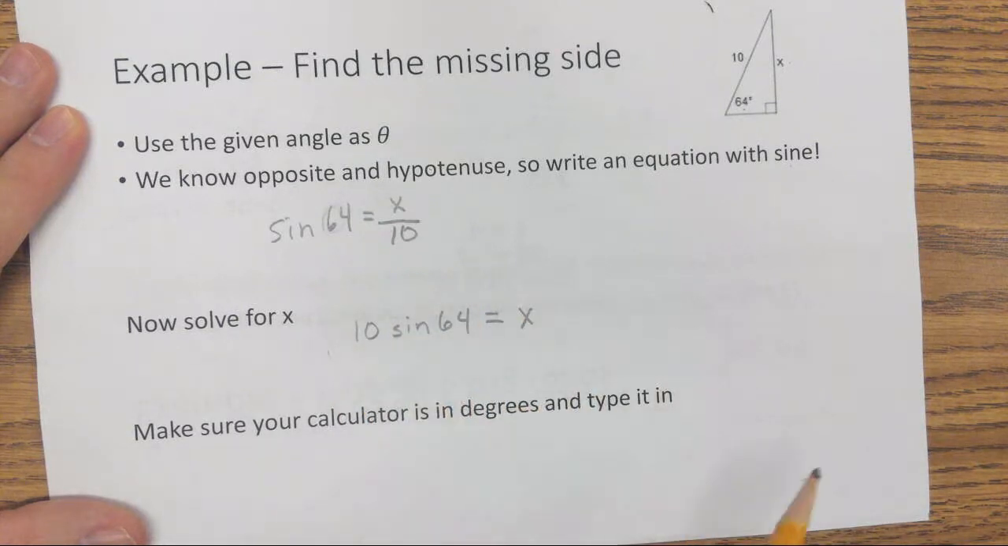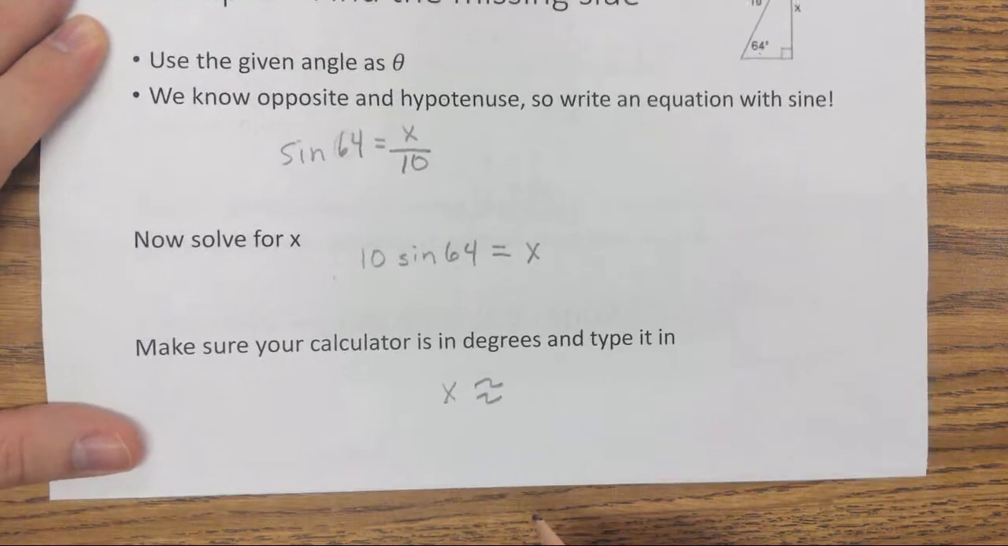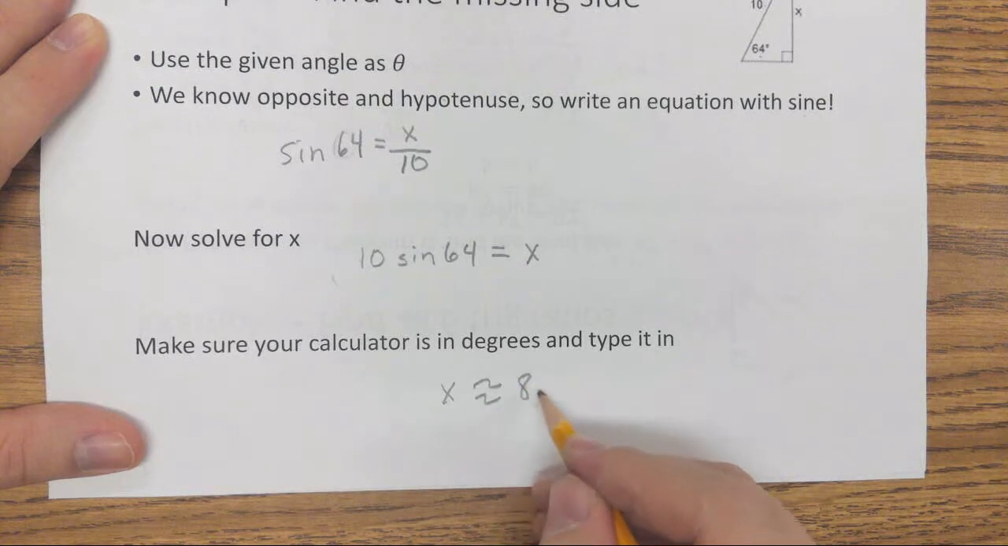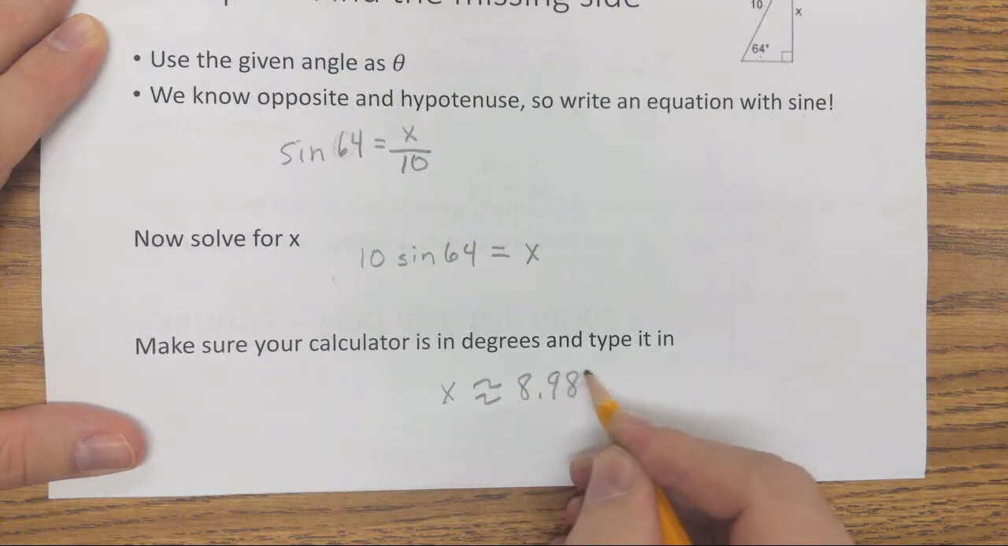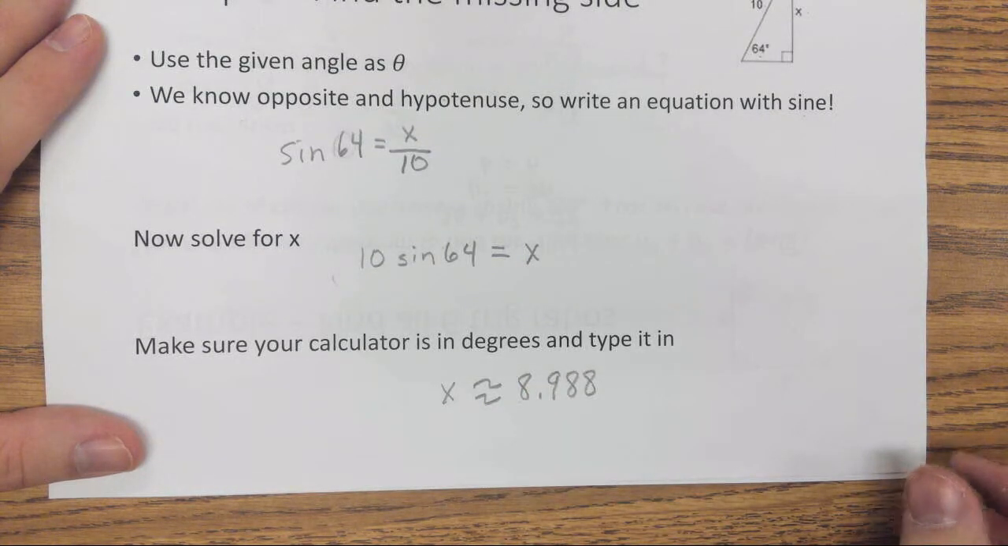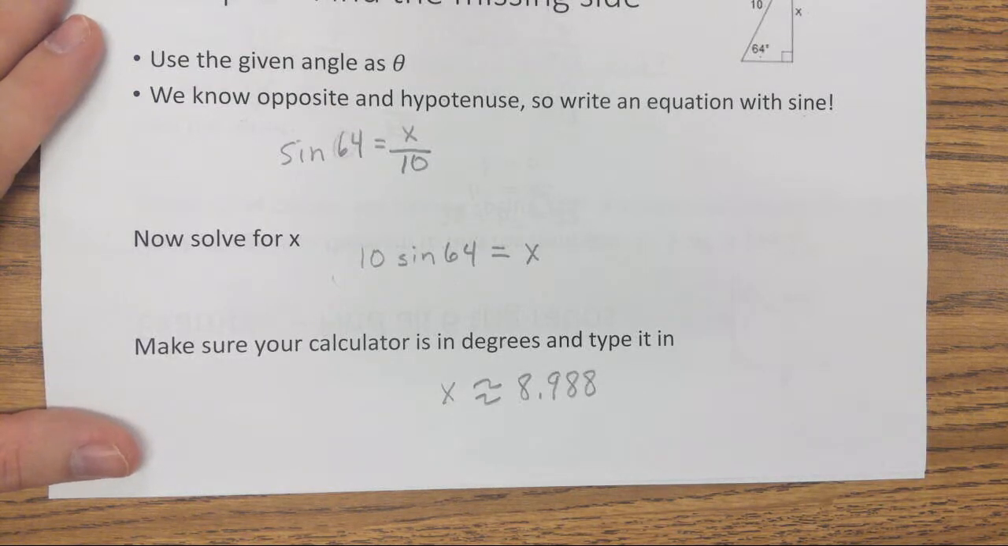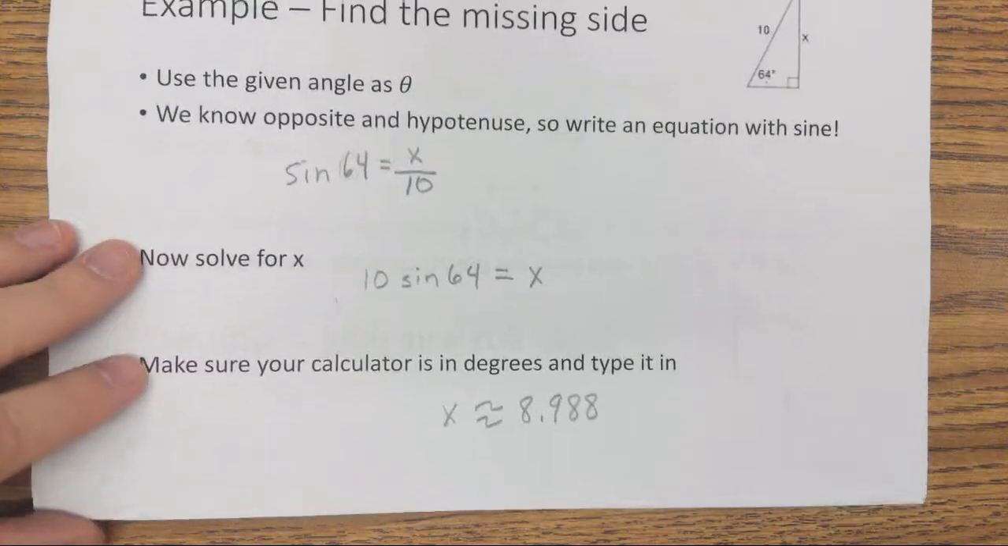Punch this into our handy dandy calculator. 10 times the sine of 64. We get x to be approximately 8.988. Pretty easy. That's all review for you. Okay.